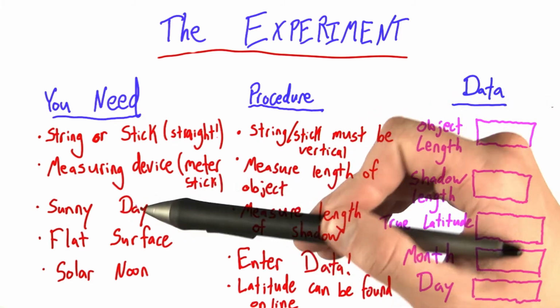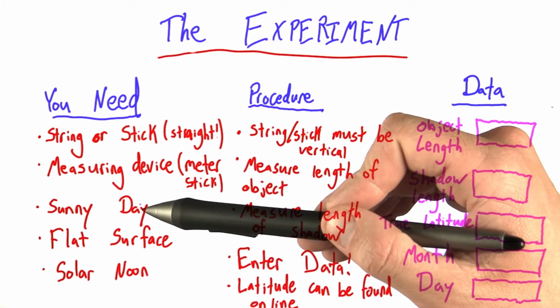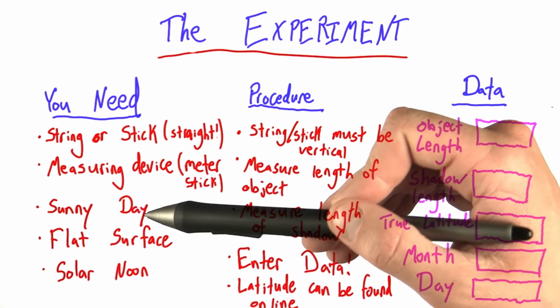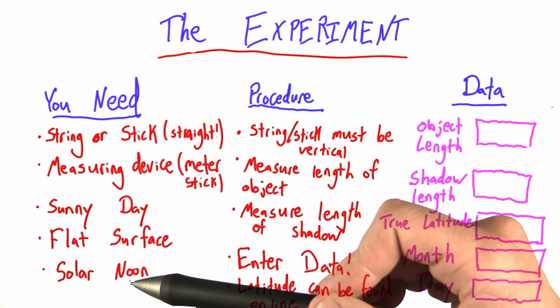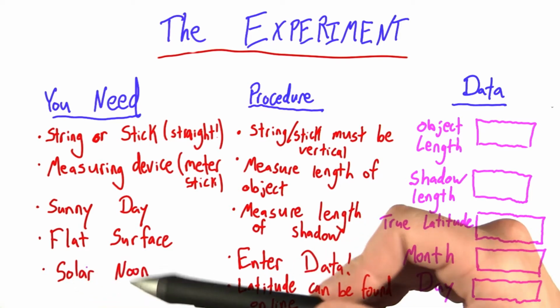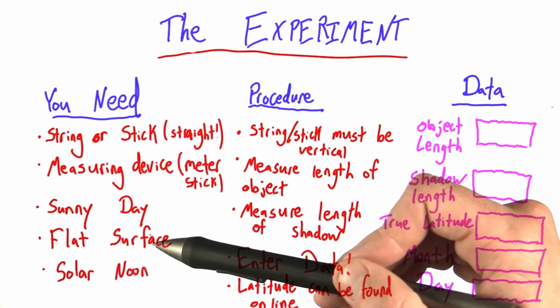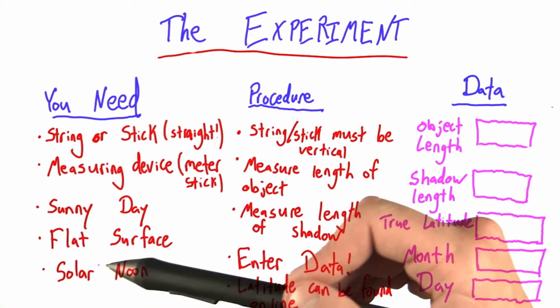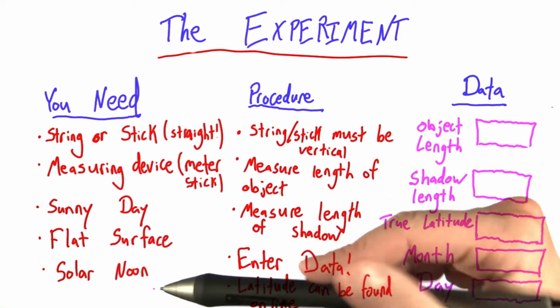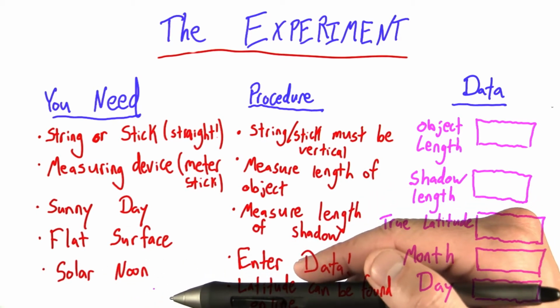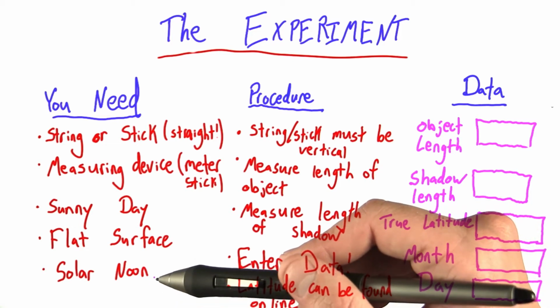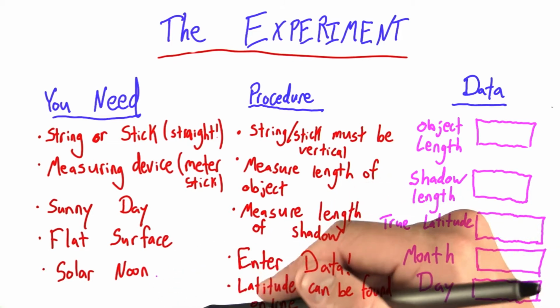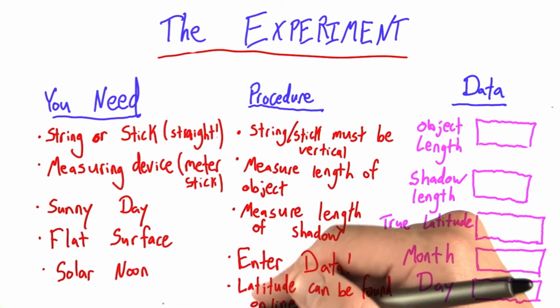Next, you're going to need a sunny day, and I understand this could be tricky, especially if you live in a region where it's not so sunny out. Once you have a sunny day, you're going to need to do this experiment as close to solar noon on a flat surface as you possibly can. Now, what's solar noon? Solar noon is when the sun is highest in the sky, and in fact, it generally doesn't occur at 12 o'clock. So there's a link below this video where you can figure out what solar noon is in your location.